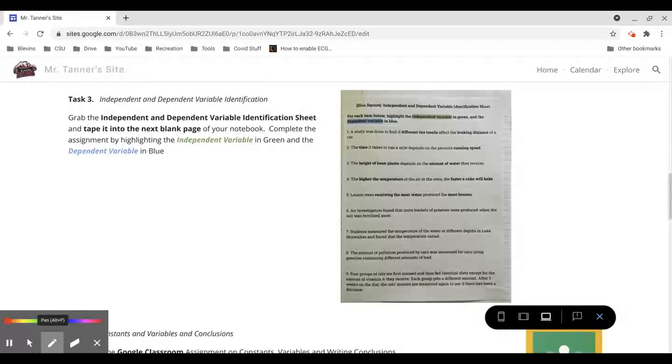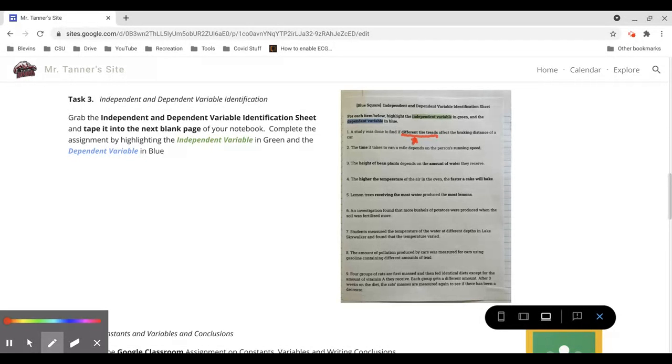So if all I have is one pencil, maybe I'll underline in this first example, like different tire treads. I'll underline that and I'll mark it with a star. I know that's a little bit hard to read. This doesn't let me change the size of the ink. So if I was looking at a study that was done to find if different tire treads affect the braking distance, that star would represent the independent variable.